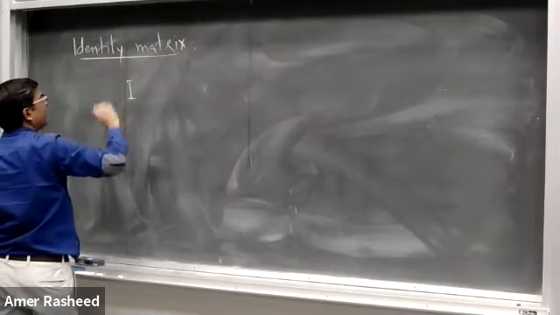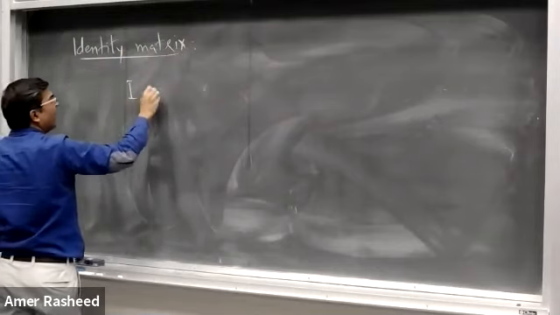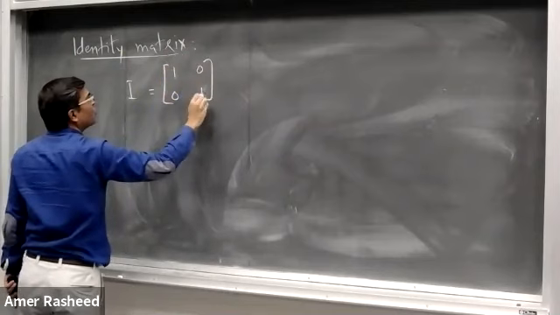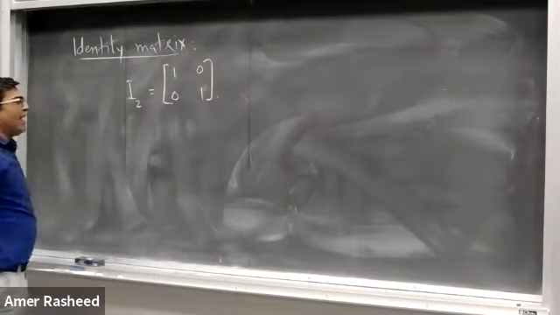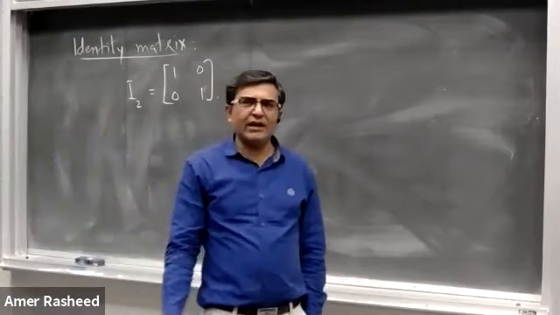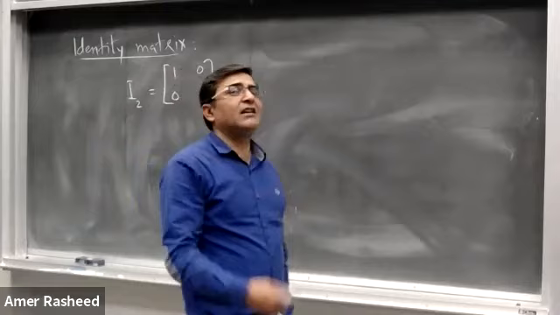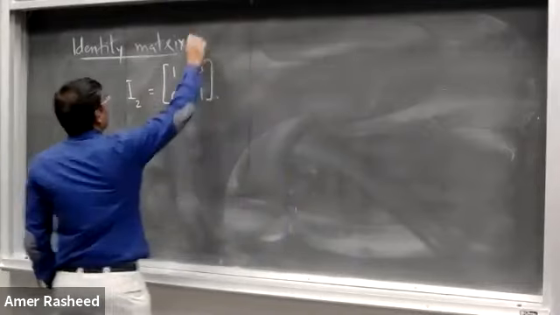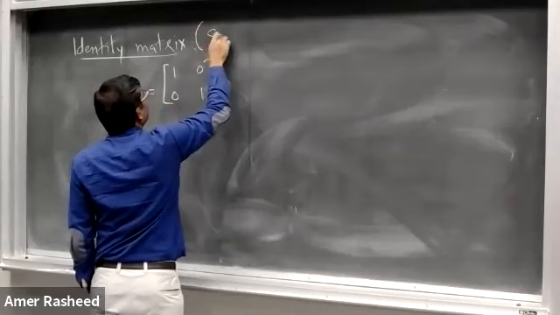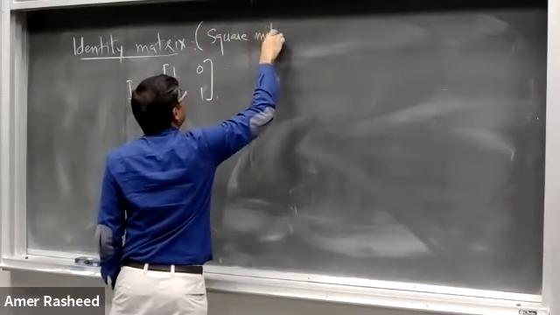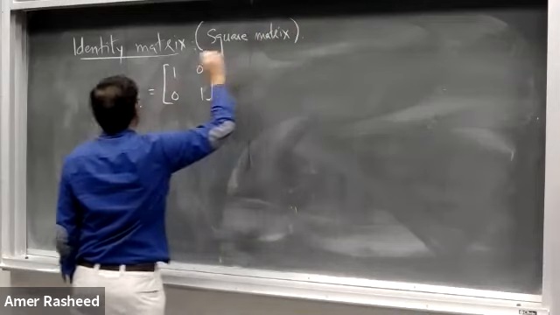Identity matrix is basically denoted by I, and it can be 1, 0, 0, 1, a 2 cross 2 matrix, then we write it I2. Identity matrices are always square matrices. We cannot write a rectangular matrix as an identity matrix. Their order of rows and columns must be the same.